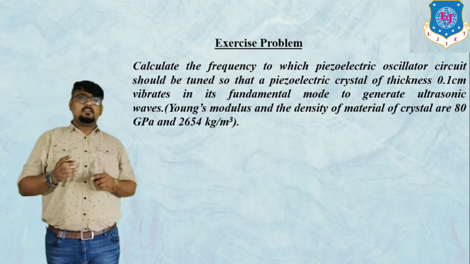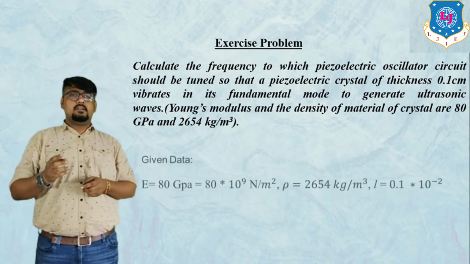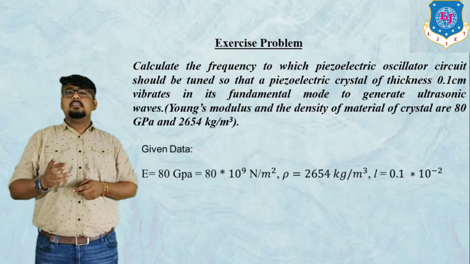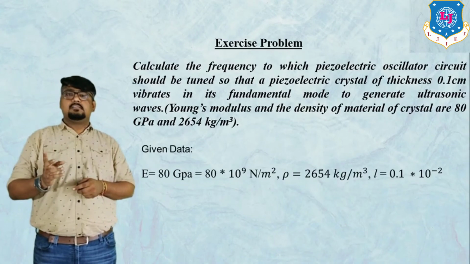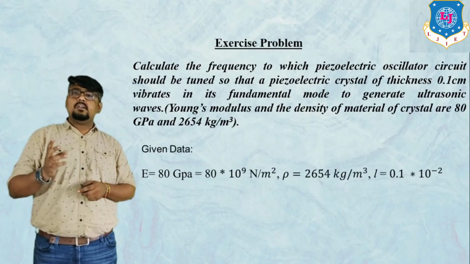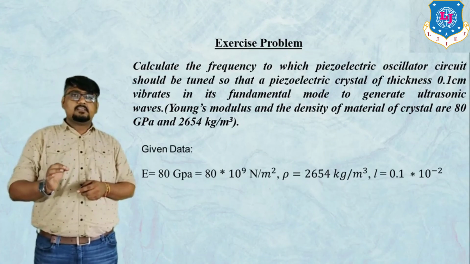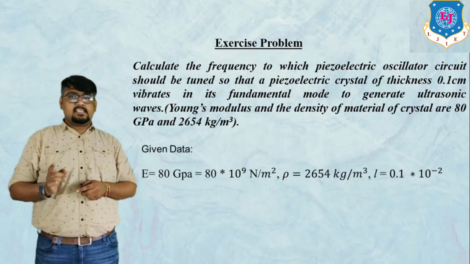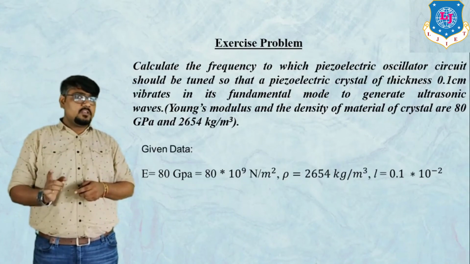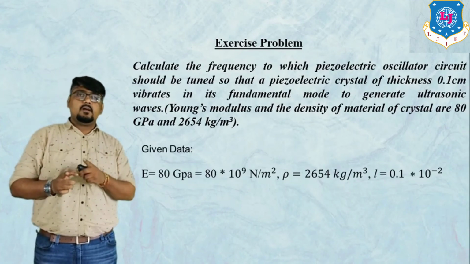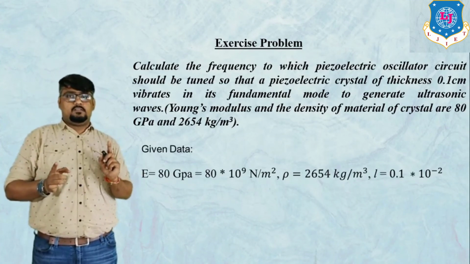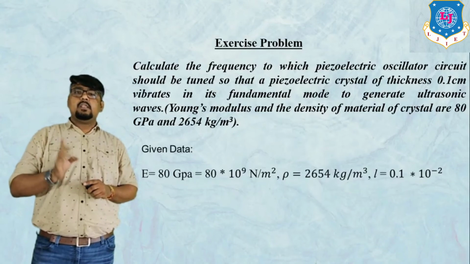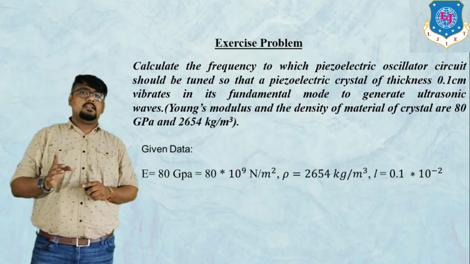Let us first of all discuss the given data. First of all, the Young's modulus: E is equal to 80 gigapascal. You might be aware that Pascal is nothing but Newton per meter square. Giga means 10 raised to 9, so 80 into 10 raised to 9. The first step to solve any numerical is to match the units. Without matching units, you cannot go further. So first of all, we convert the units. We have converted it to 80 into 10 raised to 9 Newton per meter square, taking it into SI units.